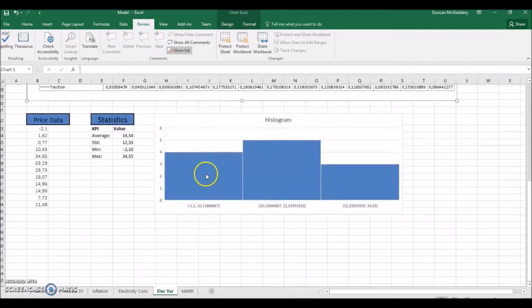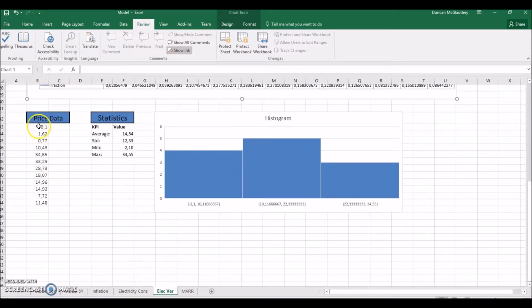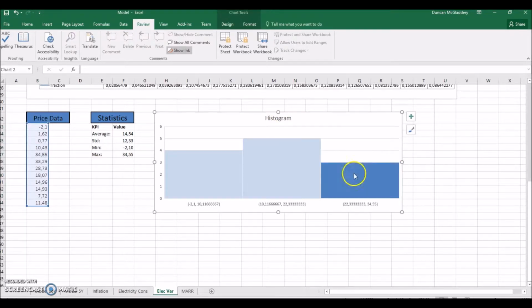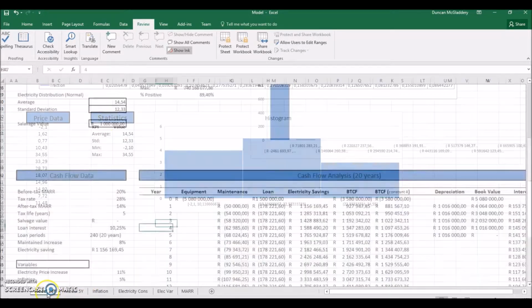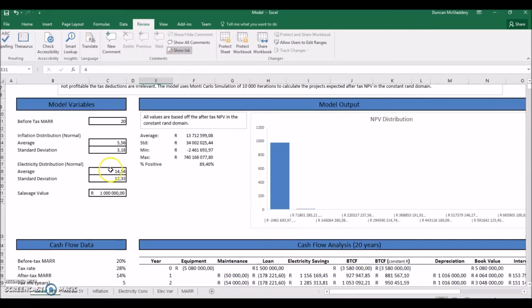So in order to model this distribution, I thought since there's doubt, let me just plot it in a histogram. And if we look at this, we can see that it kind of follows a normal distribution. I think it's a fairly weak assumption, but it's probably the best assumption that I can make. And then again, I calculated the average and then the standard deviation. So that's how I came up with these values of 14.54 and 12.33.